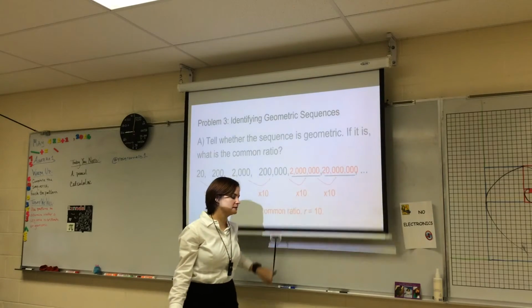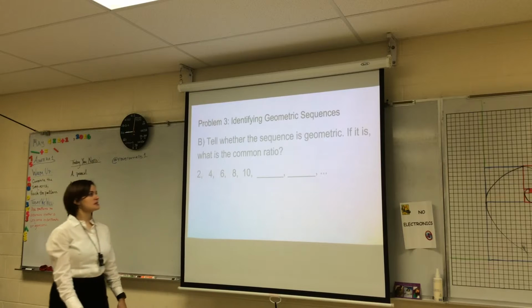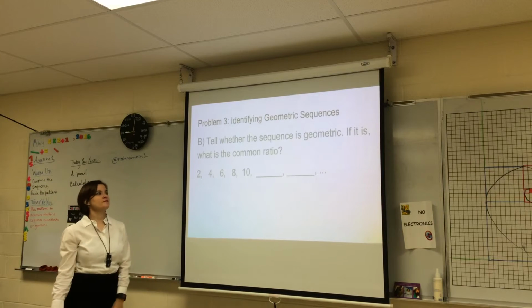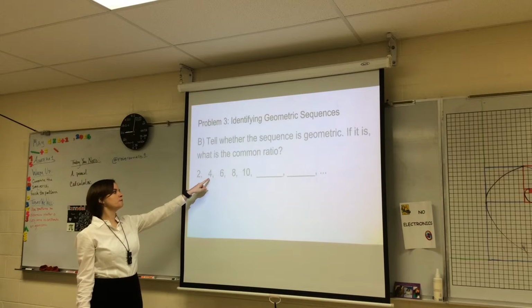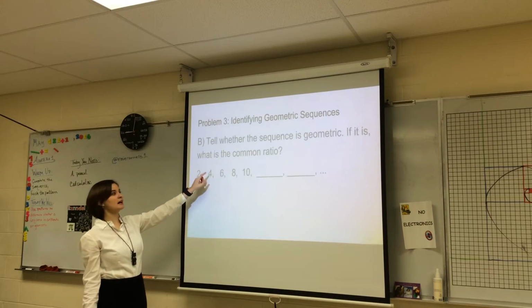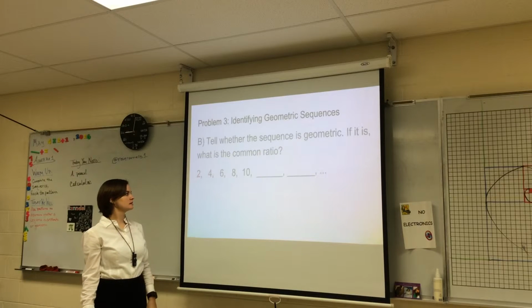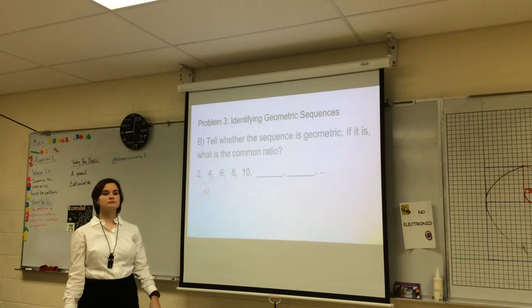All right, the next one, pull my screen back down. It says tell whether the sequence is geometric. If it is, what is the common ratio? So we're going to look to see from 2 to 4, it's times 2, right? And I can divide. 4 divided by 2 is 2. So we're multiplying by 2.